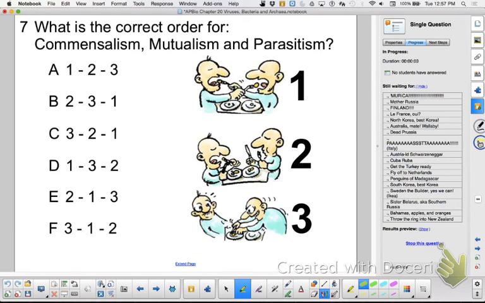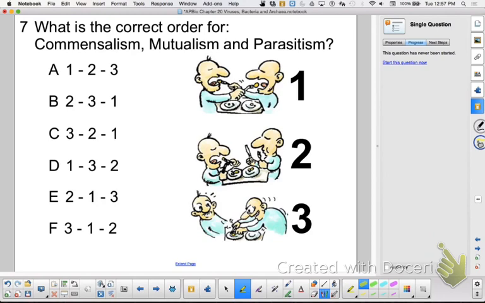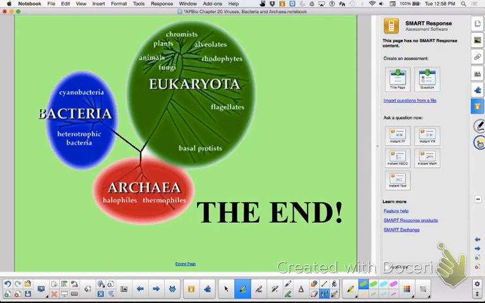We don't have to do this one. Let's just talk about it. What's the first one? Mutualism, commensalism, parasitism. How is this not an example of symbiosis? Yeah, they've got to be different species if it's symbiosis. And those are showing you the three domains, and that's the end.